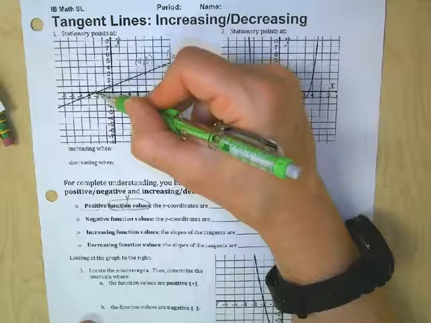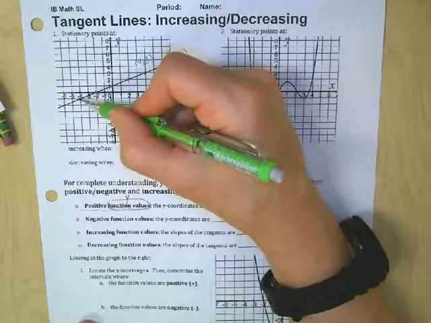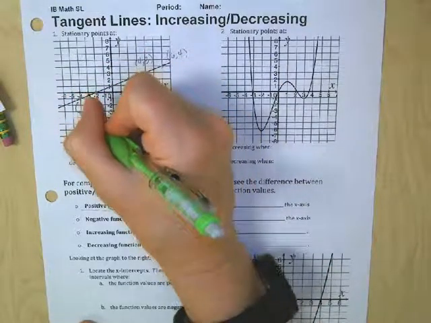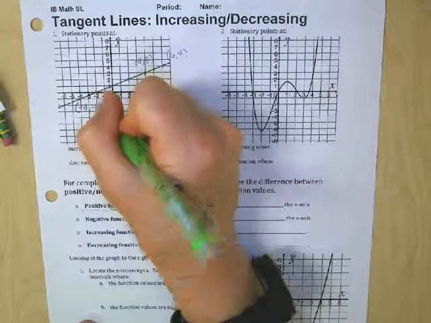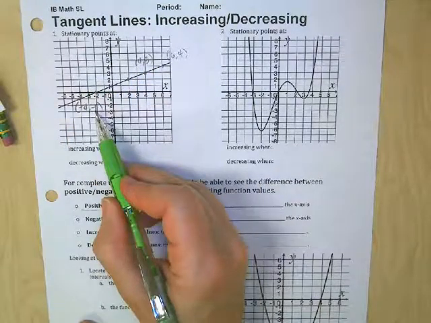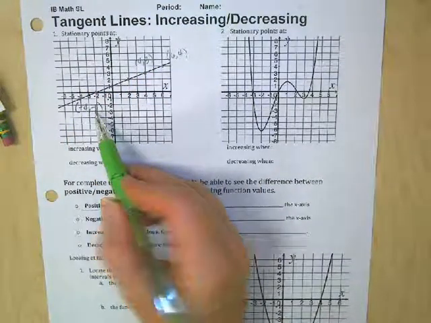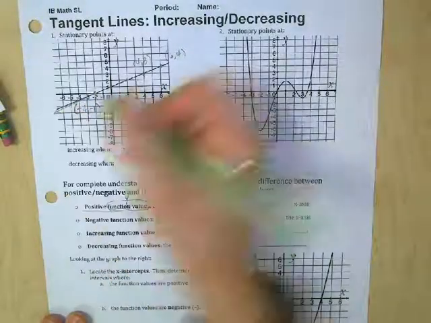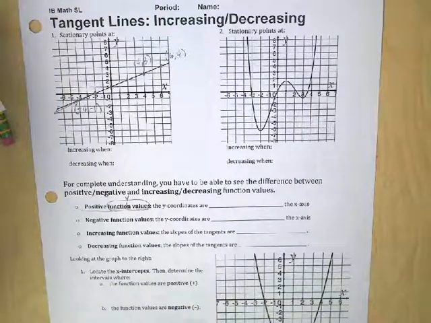Here, -2, 0. 0 is neither positive nor negative. This point, -4, -1. Notice my y value is negative. So where do they start going negative? Starting right here at the 0 and continuing down this way is where I have my negative function values.